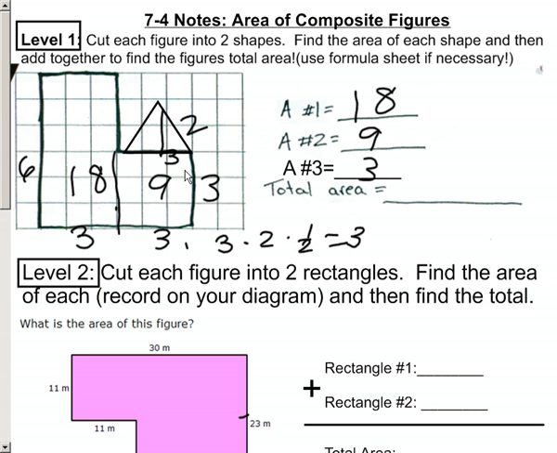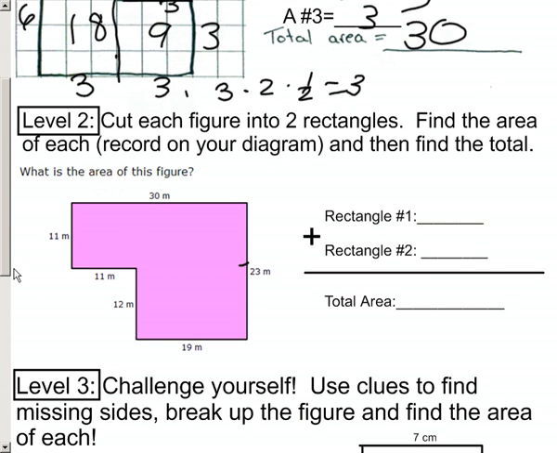To find the area of this whole figure now, we can add the different areas we just found. So 18 plus 9 is 27, plus 3 gives us a total area of 30. Let's move to the level 2 practice.